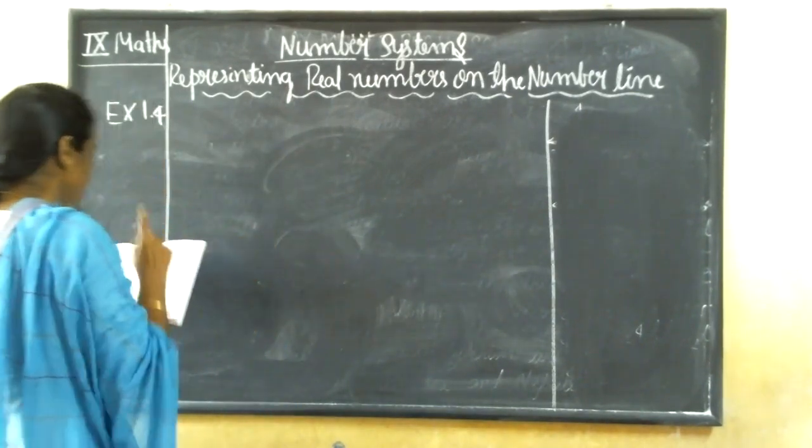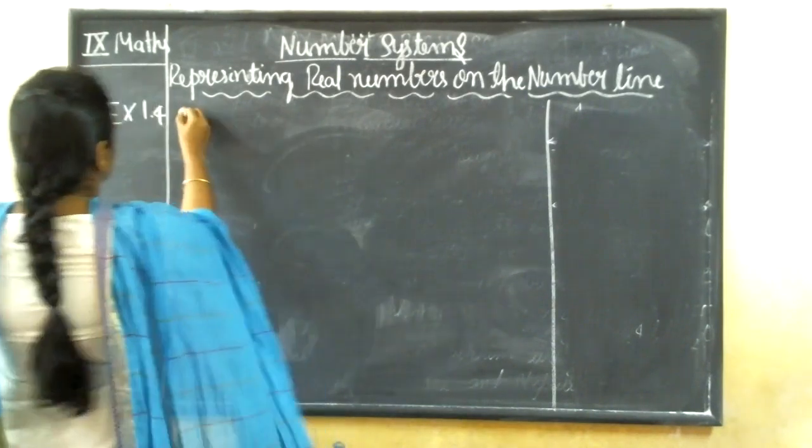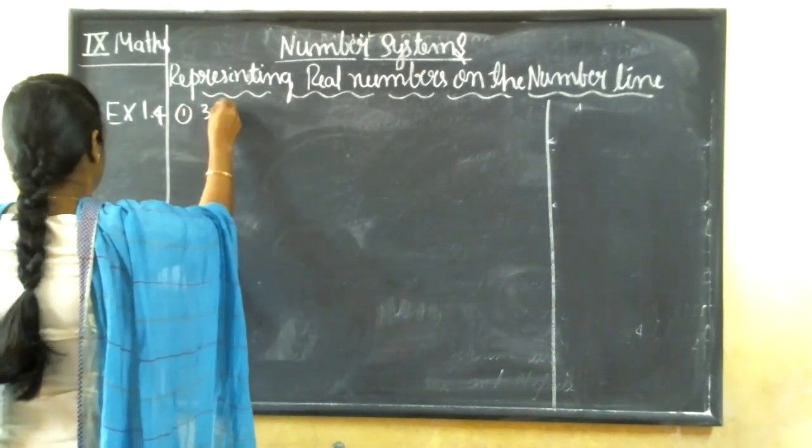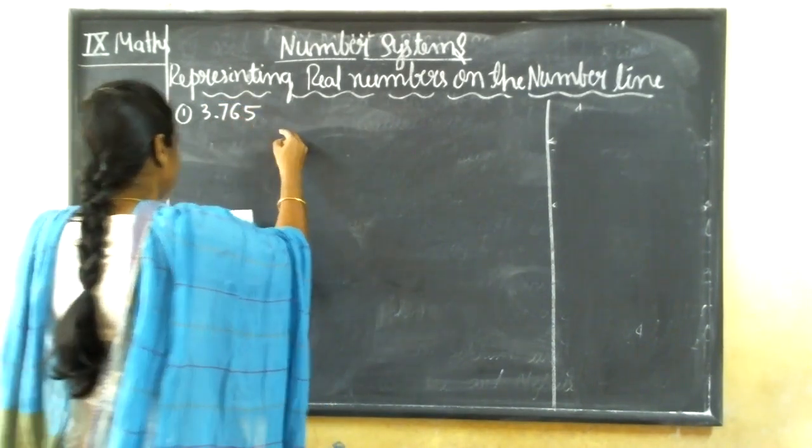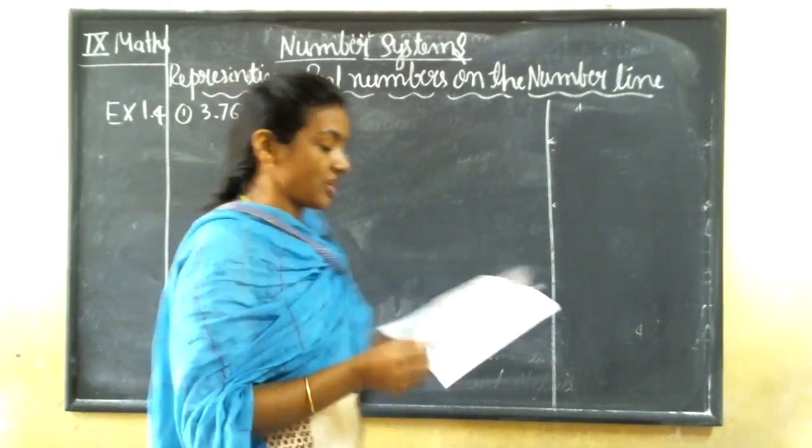Okay. So let me start this exercise 1.4. First one, visualize 3.765 on the number line using successive magnification.